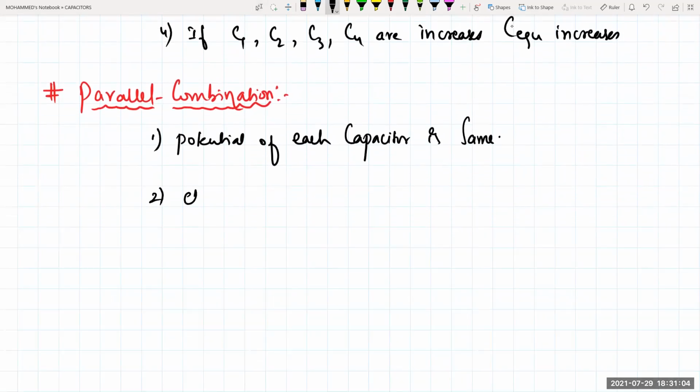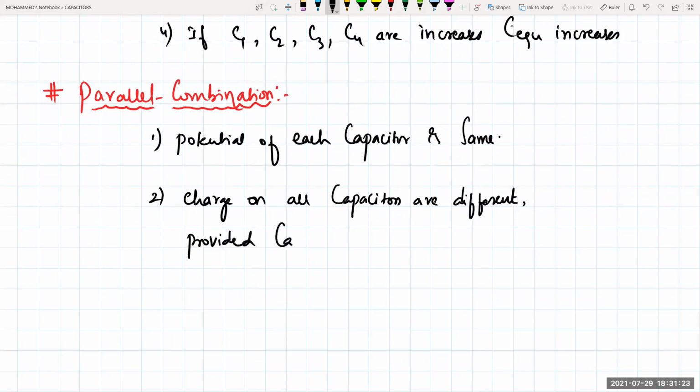Is the charge on each capacitor the same or different? Different, because it is parallel and the charge is dividing. Provided the capacitances are also different. Suppose we have 5 liters buckets; if you give 10 liters, it is distributed equally, 5 in each. If 10 coulombs of charge is given, 5 goes in one and 5 in the other. So the charges on the capacitors are different only provided the capacitors are also different.